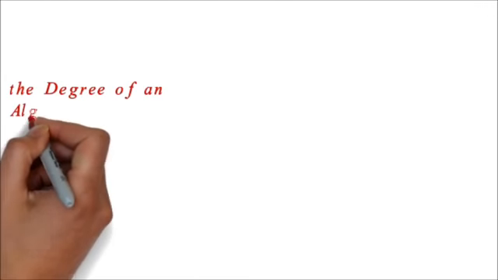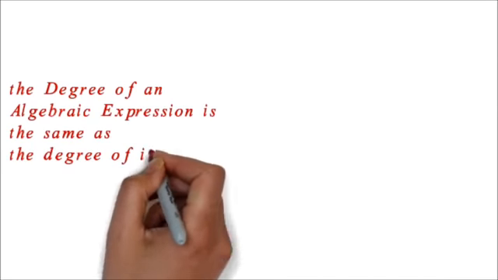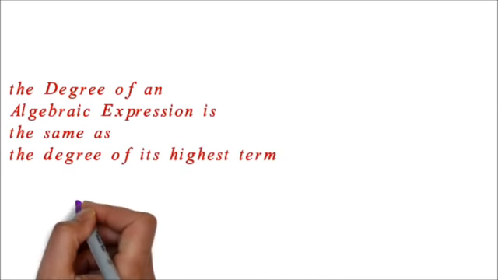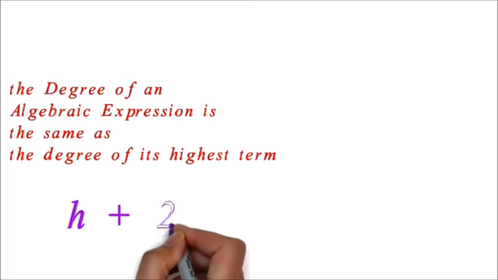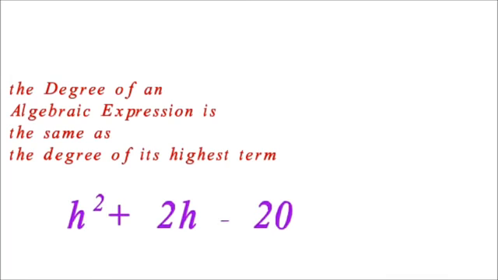The degree of an algebraic expression is the same as the degree of its highest term. Example: we have h squared plus 2h minus 20. The degree of h squared is 2. The degree of 2h is 1. The degree is 2 because the highest term is h squared.